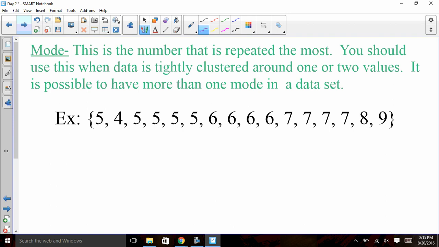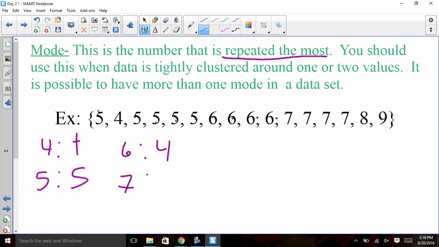So let's go ahead and move on to the last type of central tendency, which is the mode. And that's the number that is repeated the most. Okay, so how many 4s do I have? Well, I've got 1. How many 5s? 1, 2, 3, 4, 5. I've got 1, 2, 3, 4 6s, 4 7s, an 8, and 1 9.